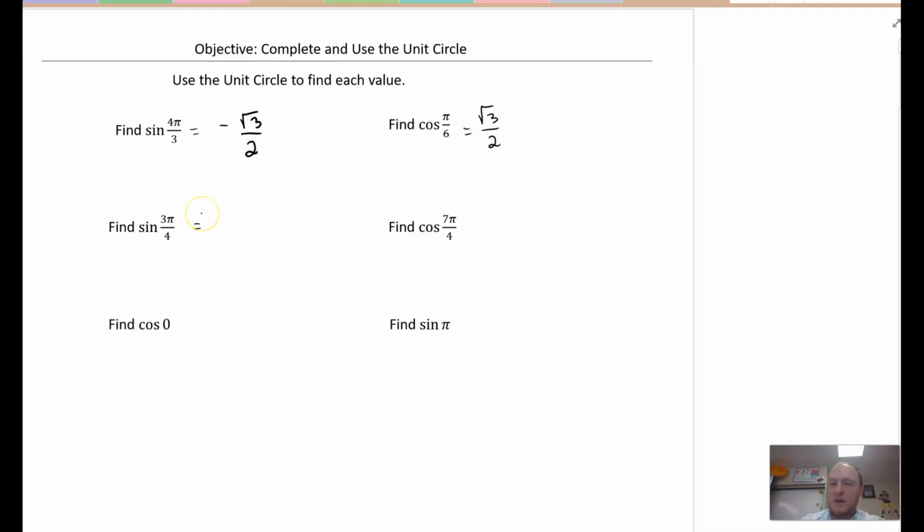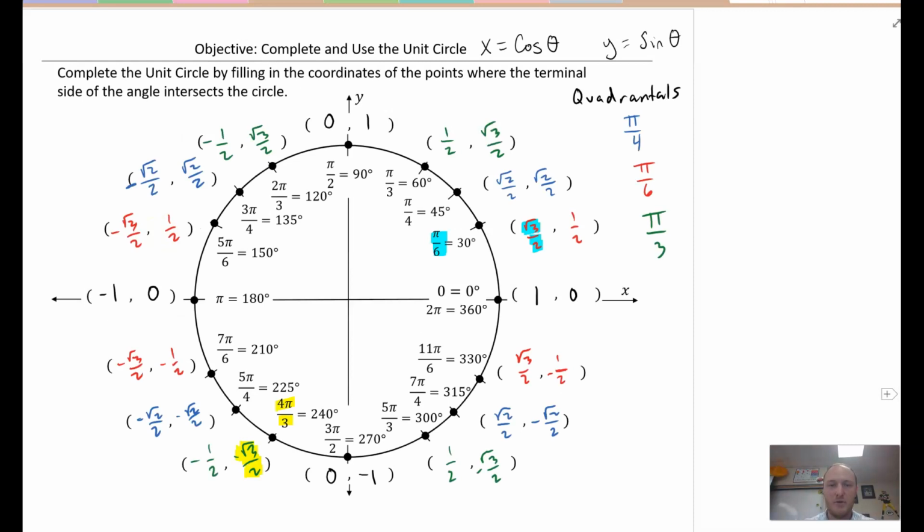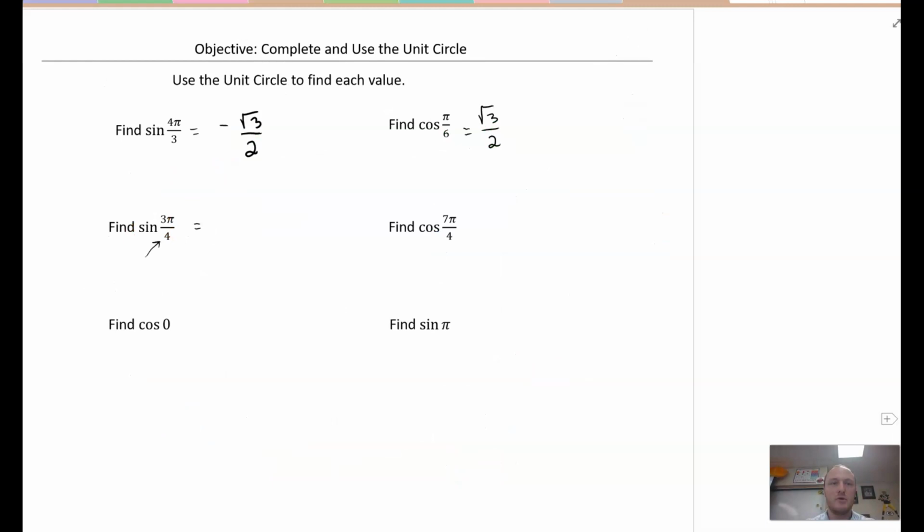Okay, what is sine of 3 pi over 4? Some tricks you can notice too: look at the denominator. The denominator here is a 4, so I know that this is a 45-degree angle. So I go back to my unit circle. 3 pi over 4 is right here, and they want sine of 3 pi over 4. That's my y value, and my y value is positive root 2 over 2. So I put root 2 over 2.